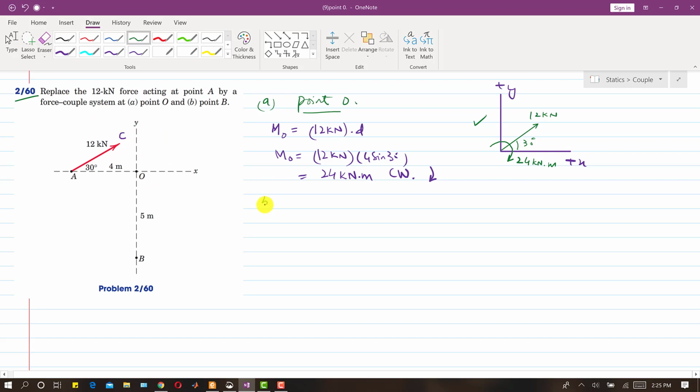So let me write that at point B, right? Then we will draw an equivalent force in the opposite direction. I will draw this force in the opposite direction, and its magnitude should be 12 kilonewton, acting at 30 degrees with the horizontal, right? So let me draw that horizontal line. Let's suppose this is the horizontal line, so this angle is 30 degrees with the horizontal, right?